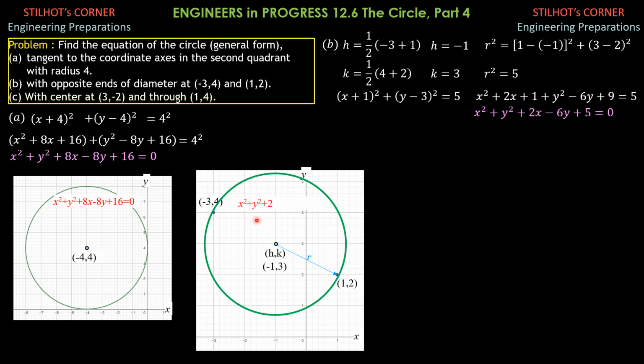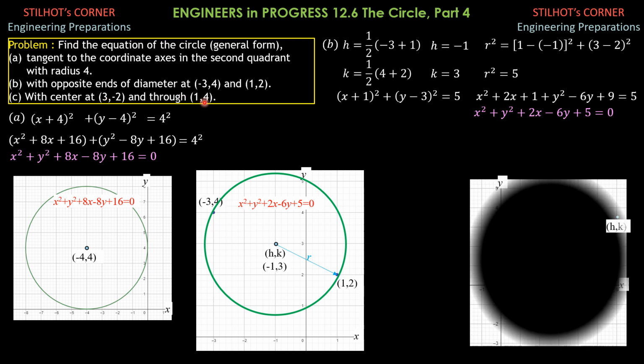And let's put it here. x square plus y square plus 2x minus 6y plus 5 equals 0. Then finally, for the third circle, center at 3, negative 2 and through 1, 4. This is almost similar to the second problem. So the center is already known. All you have to do is evaluate r square, which is by Pythagoras theorem, the square of the distance between this center and this point.